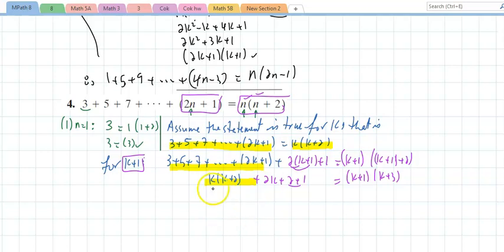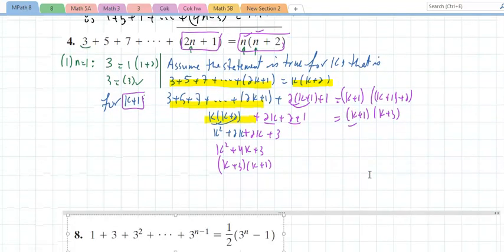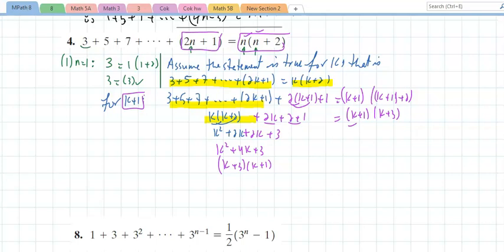Here we go. Let's do this again. This is k squared plus 2k plus 2k plus 3. So this is k squared plus 4k plus 3. That is k plus 3 into k plus 1, which is literally what's over there. You could say QED, but all you have to do is say therefore and restate the original statement. And that's an official proof in math.